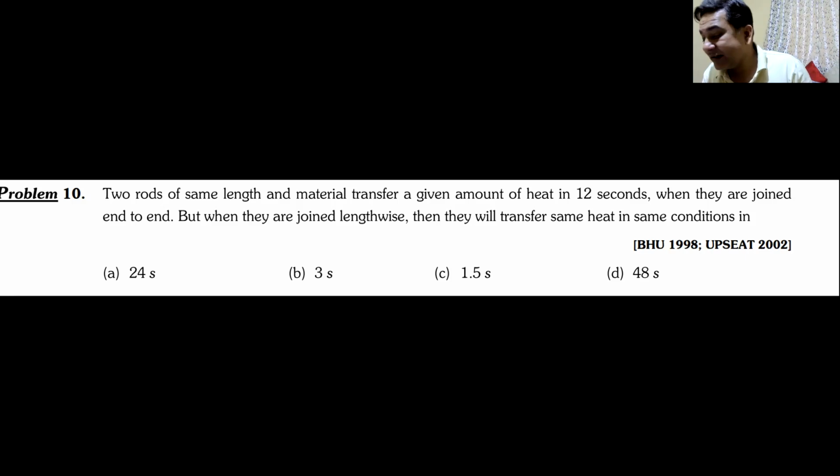Two rods of the same length and same material transfer a given amount of heat in 12 seconds when they are joined end to end. But when they are joined in parallel, then they will transfer the same heat in the same conditions in how much time? 24, 3, 1.5, 48.